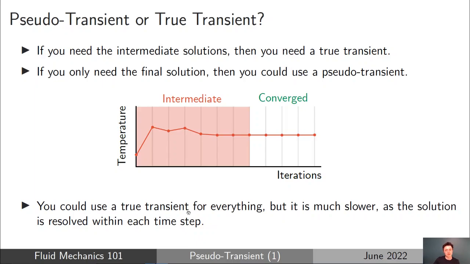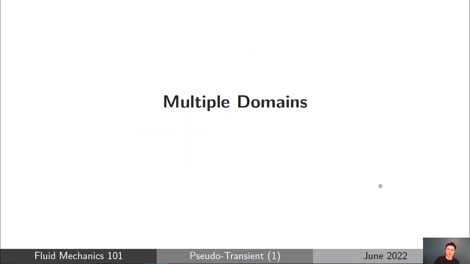But what you may have noticed here is that that approach is a lot slower because you're having to put in extra effort to converge those intermediate time steps, and you're iterating within the time step, which is ultimately not a very efficient way of getting to a steady state solution.